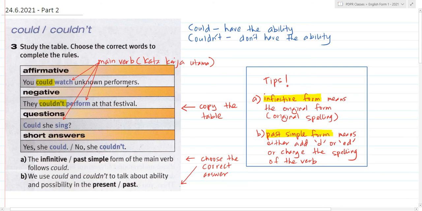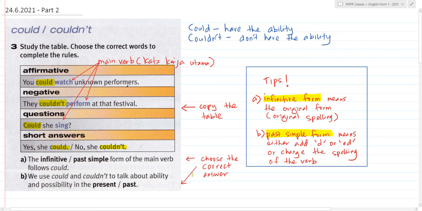Okay, when you are asking a question, you use the affirmative form could. And then in short answer, yes, if can, yes, she could. If negative, no, she couldn't. And then I stated here the main verbs or the kata kerja utama: watch, perform, and sing. So tips are given here. The infinitive form means the original form, meaning original spelling. The past simple form means either you add D or ED to form the past tense, or you change the vowel in between the consonants.